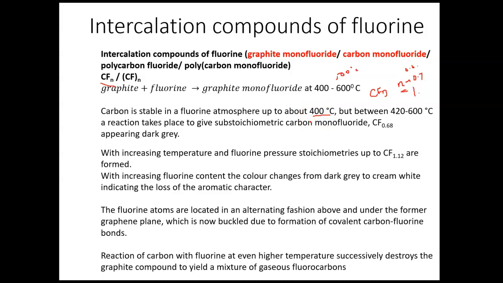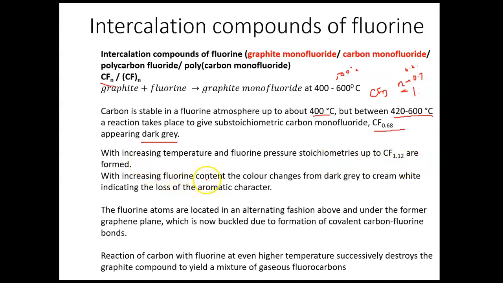So up to 400 degrees Celsius, if you keep the carbon or graphitic powder in a fluorine atmosphere, it will not undergo any reaction because it is stable up to 400 degrees Celsius. But between 420 to 600 degrees Celsius, a reaction takes place to give substoichiometric carbon monofluoride, CF0.68, which has a dark gray color. With increasing temperature and fluorine pressure, stoichiometries up to CF1.12 are formed.